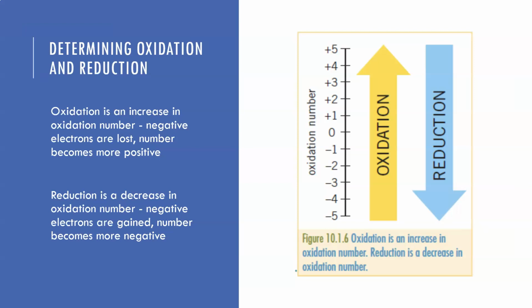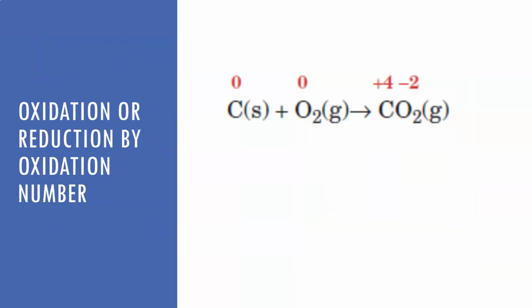So as I said before, if the oxidation number increases, then the oxidation process has occurred. If reduction occurs, then the oxidation number will decrease because electrons have been gained. So to determine whether or not a redox reaction has occurred, we need to find a situation where the oxidation number has increased and the oxidation number has decreased.